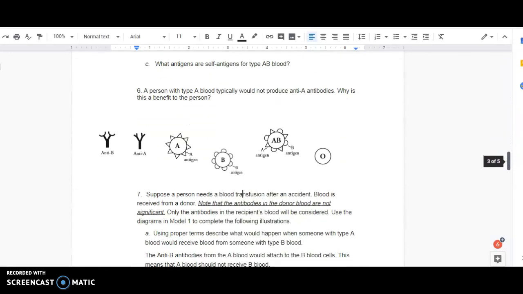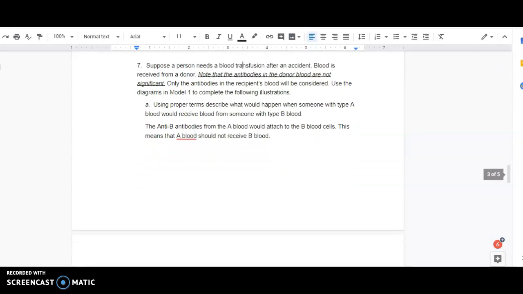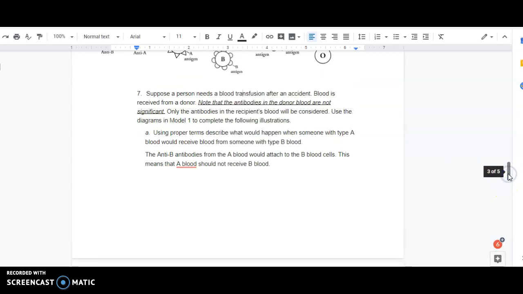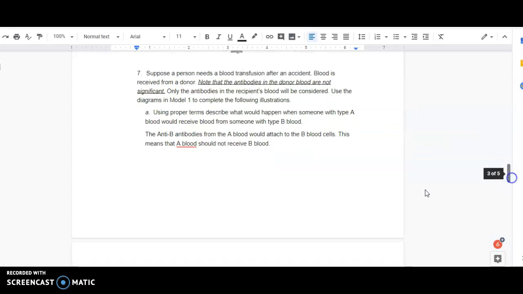Let's see. Question number 7. Suppose a person needs a blood transfusion after an accident. Blood is received from the donor. Note that the antibodies in the donor blood are not significant. That's really important. You'll see that in a moment. Only the antibodies in the recipient's blood will be considered. Use the diagrams in Model 1 to complete the following illustration.